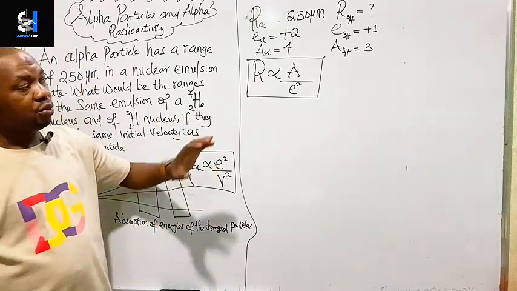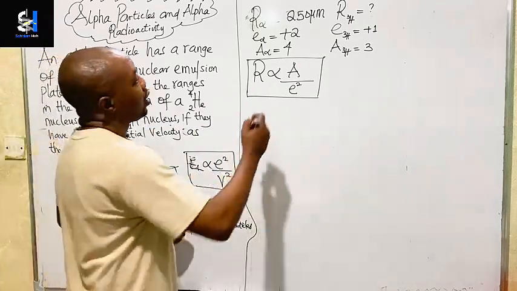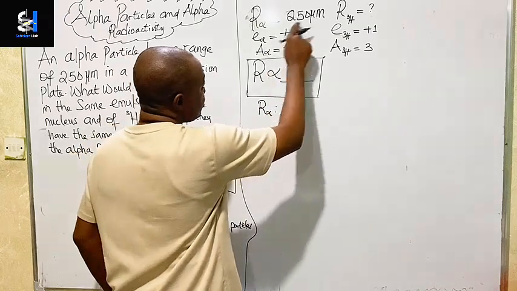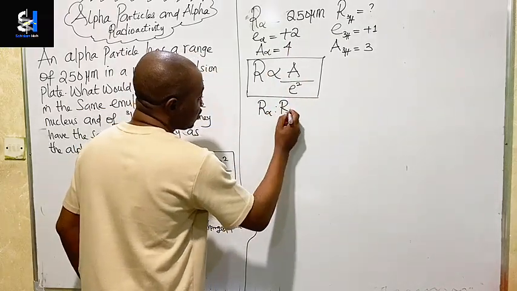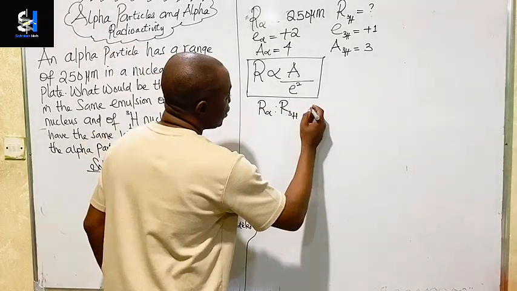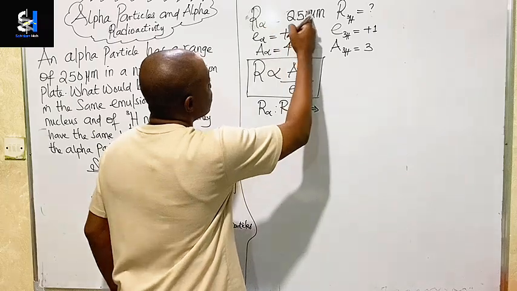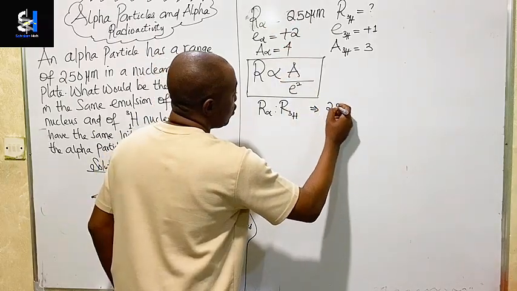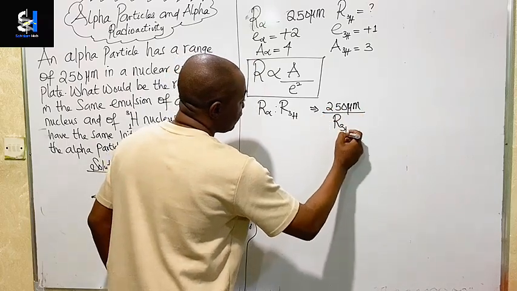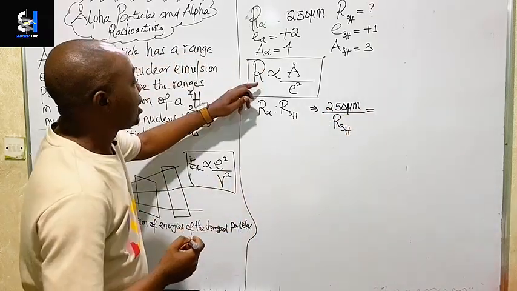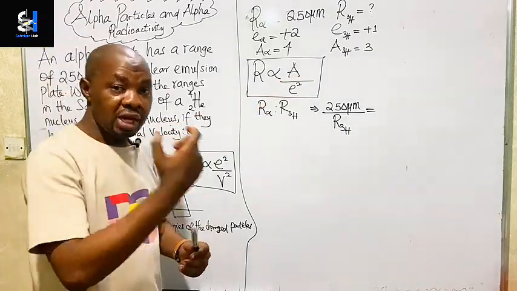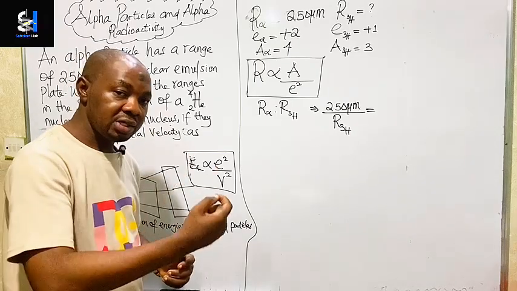But what we are dealing with is range. So I'm going to write the ratio of the range of the alpha particle to that of the tritium nucleus. To find this ratio, we have the range of the alpha particle, which is 250 micrometer, divided by the range of the tritium nucleus, which will be equal to the atomic mass of the charged particle divided by the charge possessed by the charged particle.